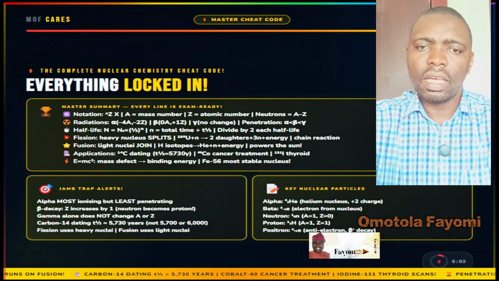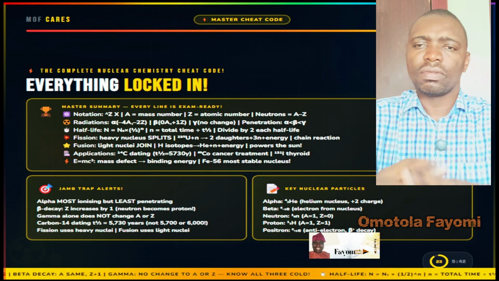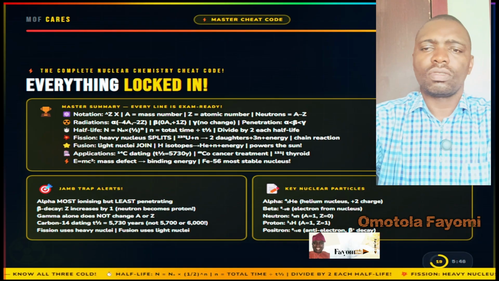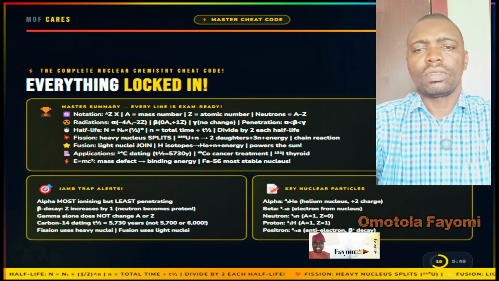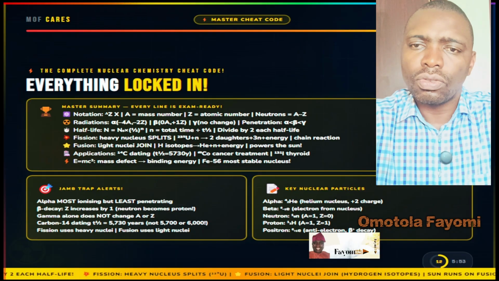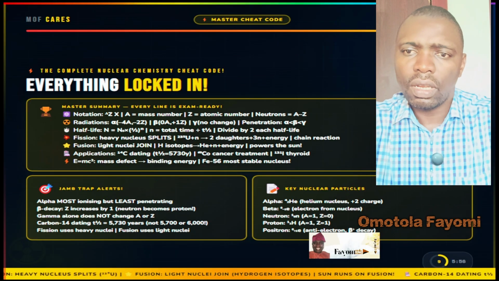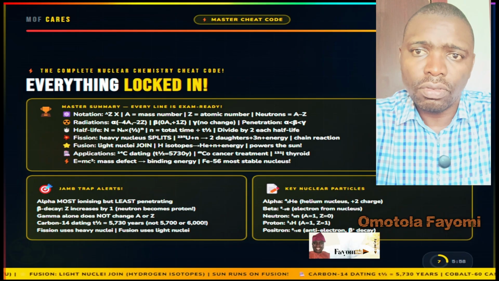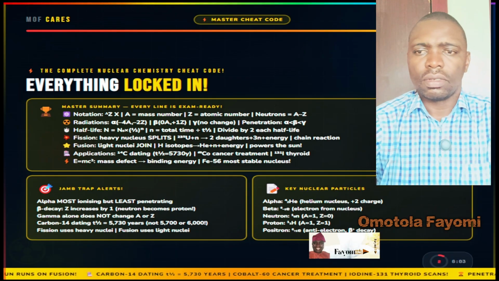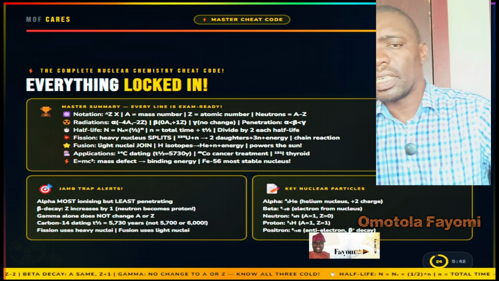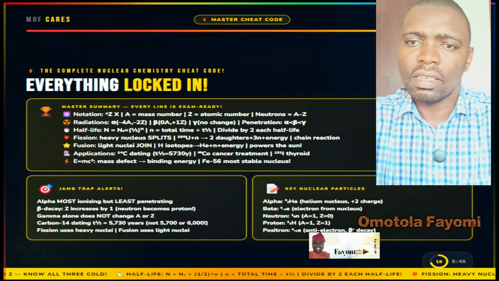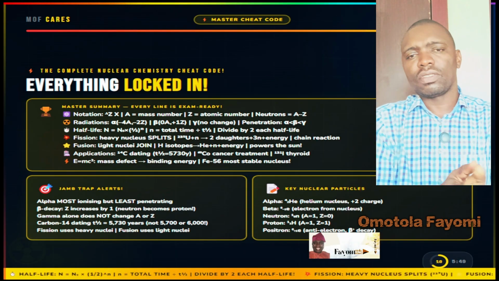Fission: heavy nuclei split. Uranium-235 plus a neutron gives 2 daughter nuclei plus more neutrons plus energy. Chain reaction: nuclear power plants use controlled fission. Fusion: light nuclei join, hydrogen isotopes fuse to give helium plus a neutron plus energy. The sun is a fusion reactor. There's a particular agency working on making it work on Earth. Carbon-14 half-life is equal to 5,730 years. Energy: E equals mc squared.